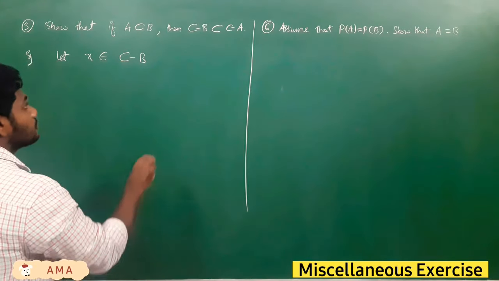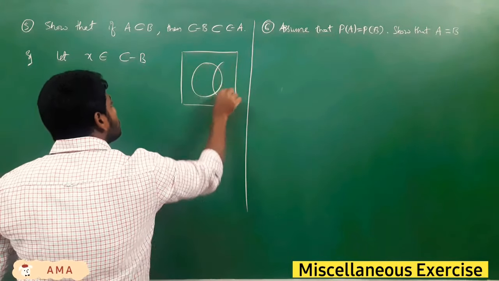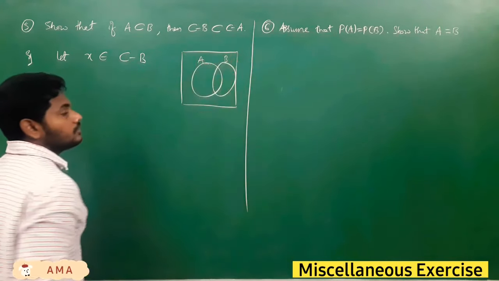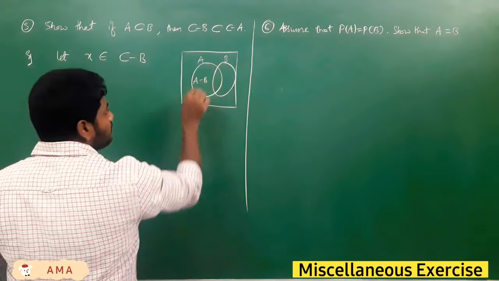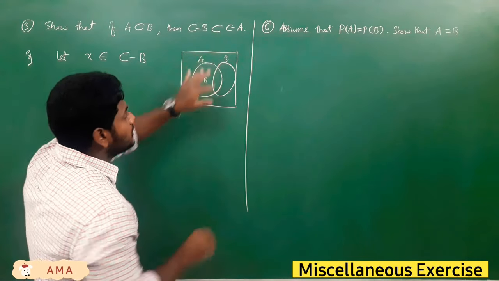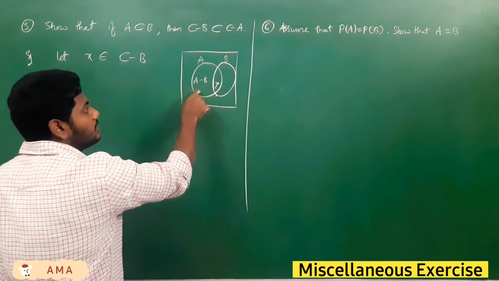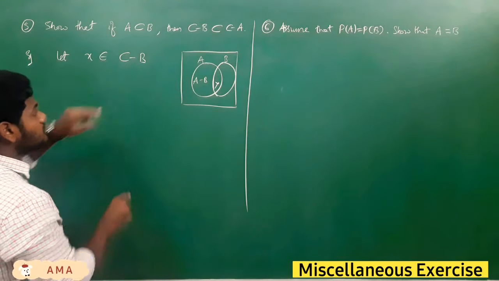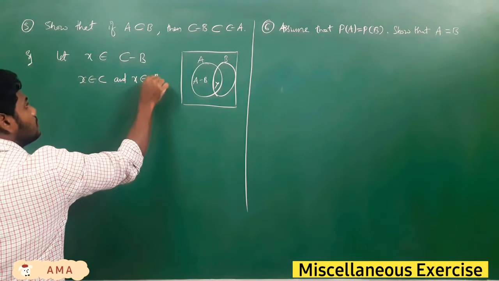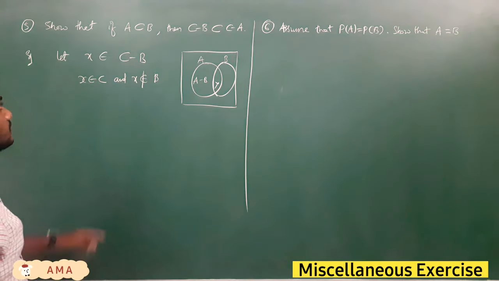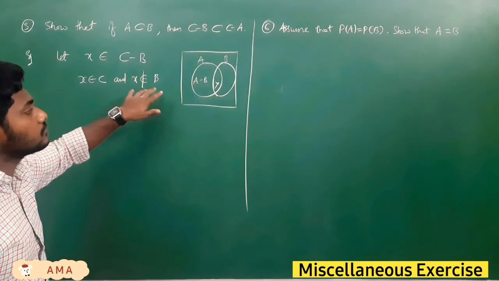What is C minus B? For example, if these are two sets, A and B, this part is called A minus B. A minus B means in A, the B elements should not be there. So only this part is A minus B. Like that, C minus B means X belongs to C and X does not belong to B.